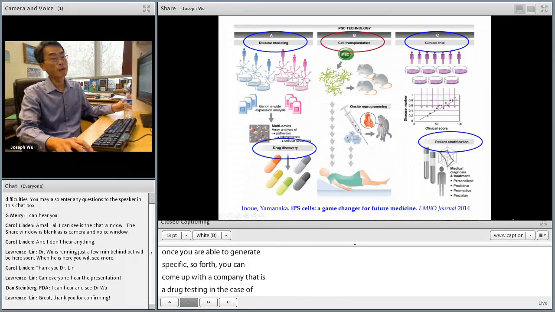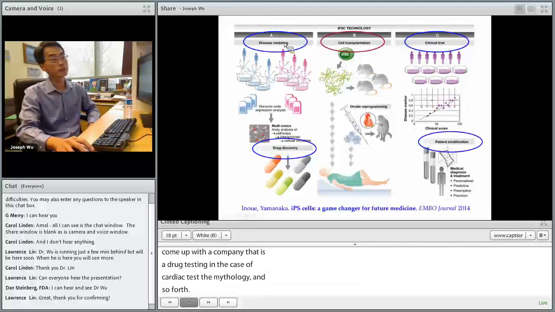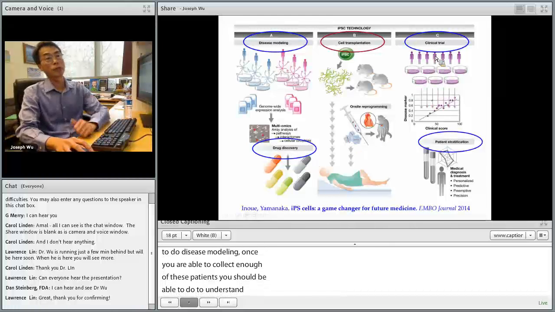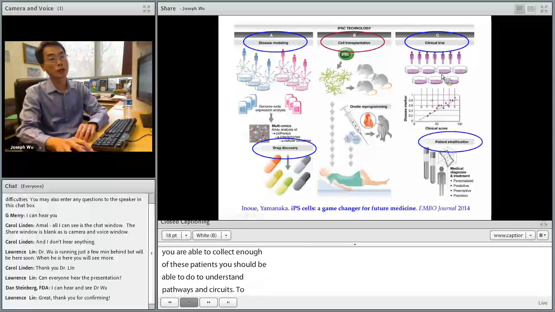When you think about this technology, you should be able to recruit patients with specific cardiovascular disease and do disease modeling. Once you're able to collect enough of these patients, you should be able to do RNA sequencing on these cardiomyocytes to understand the pathways, the interactomes, and the cellular circuits. That allows you to do drug discovery. You should be able to recruit a large sample size and essentially do a clinical trial in a dish.